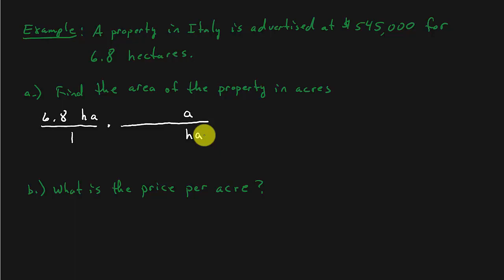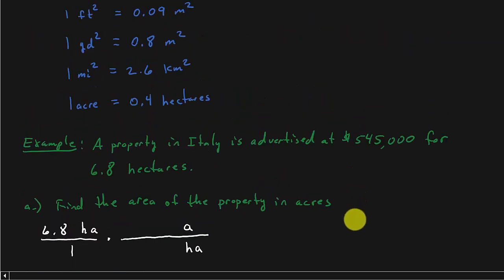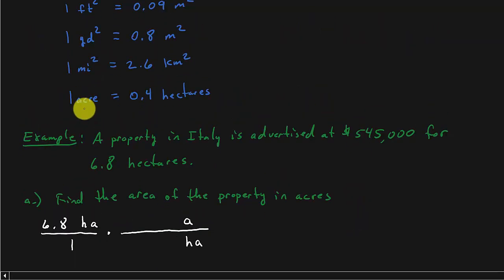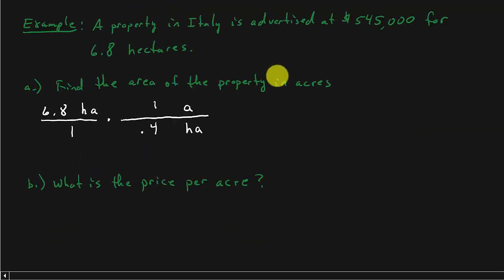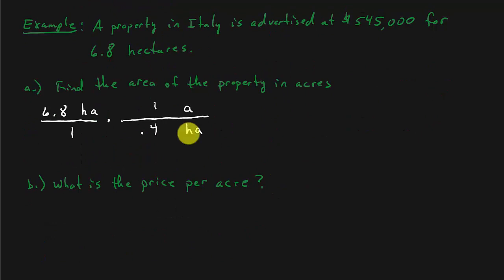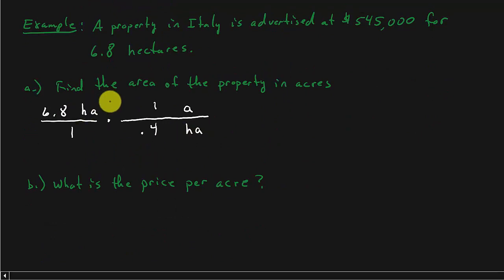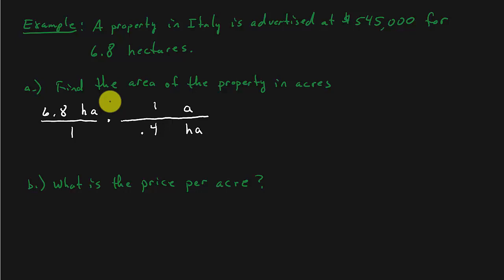So, what's the relationship between them? Well, let's go look. 1 acre is 0.4 hectares. So 1 acre is 0.4 hectares. All right. Now, the hectares cancel out. Now, I'm going to say this because I don't know if some of you may be thinking this or not. Believe me, the stuff that I've seen doing this over the years.